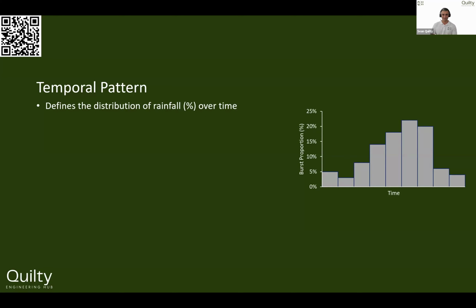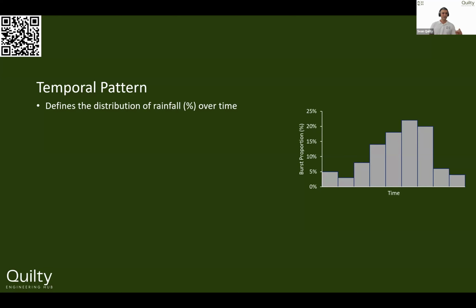So here we've got just a random storm, and we're saying this is for, I think, a 45-minute storm. So each one of those bars that you see, that's a 5-minute time step that's going through. And so we're saying in the first 5 minutes, 5% of the rain is going to drop, and then a little bit less, and then it starts ramping up until we get to the peak, and it's about 22 or 23% of the rainfall is going to drop.